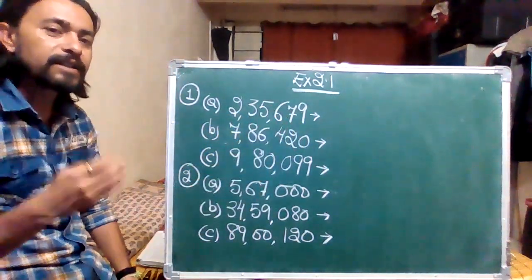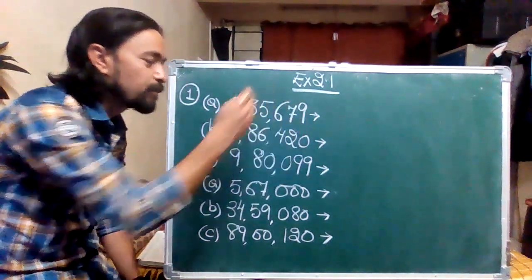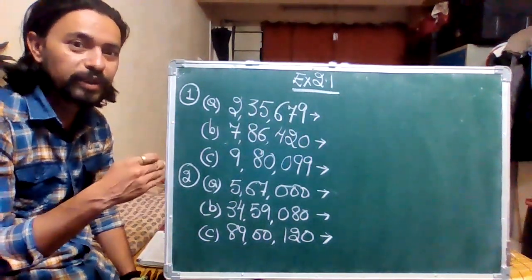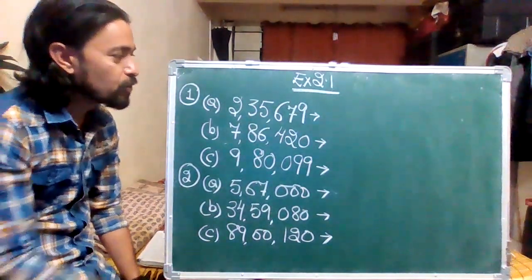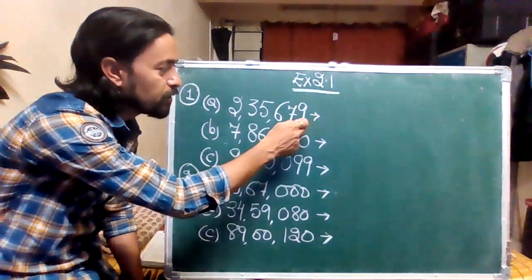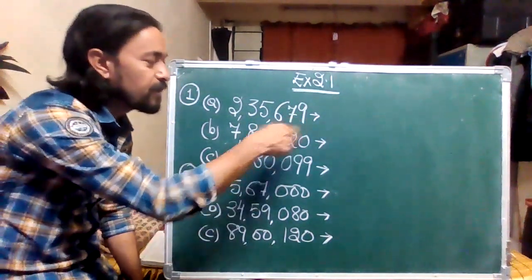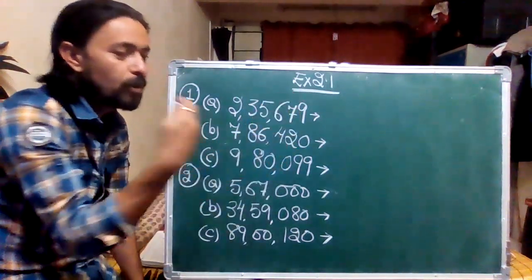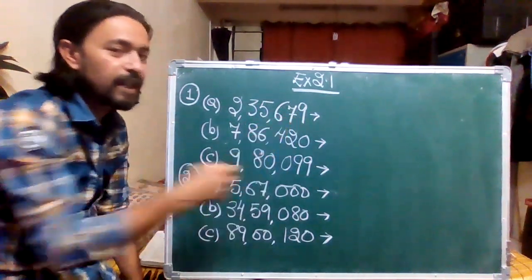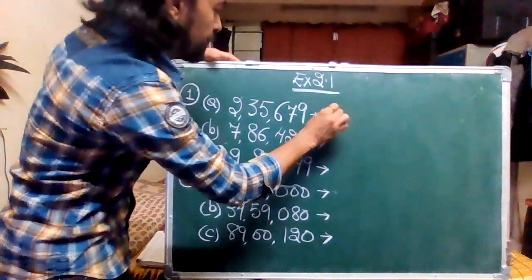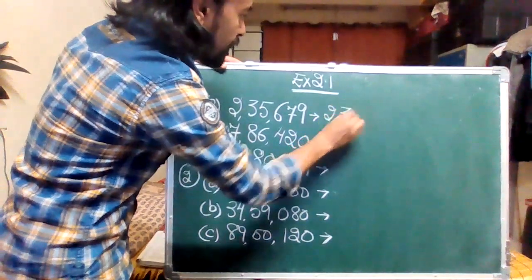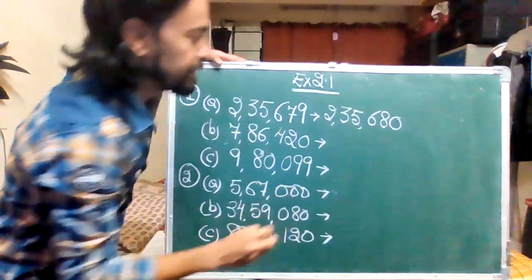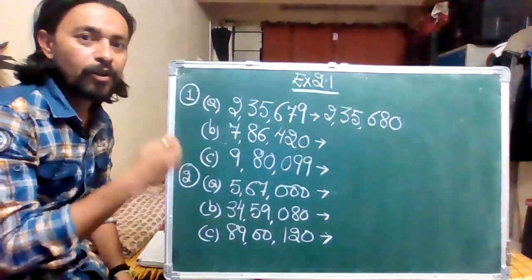So here I have 2,35,679. While writing a successor, I need to look at the last place value, that is the units place. If it happens to be 0, then I go to the next place value. So here, the last place value in the units place is 9. This 9, if increased by 1, becomes 10. The 1 is carried over here. So 7 and 1, 8. Obviously, we all know that after 79 comes 80. So my number will be 2,35,680.